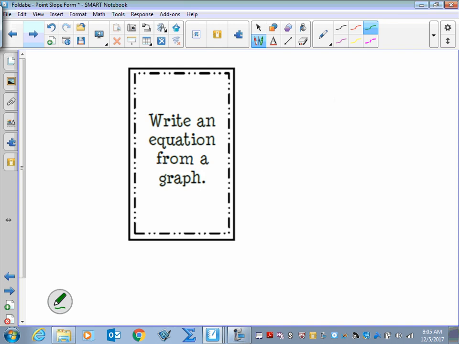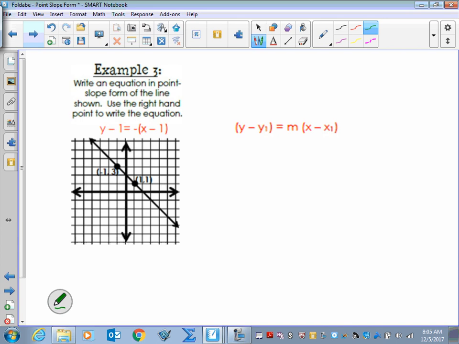So this one says write an equation from a graph, right? So now we're given the graph. This is the graph you guys have on your foldable, correct? If you are given the graph, there are 2 points identified on this graph. So you can take either point you want, because remember you only need 1 point and the slope. In this case, we're going to do it with both, because they only did it with 1.